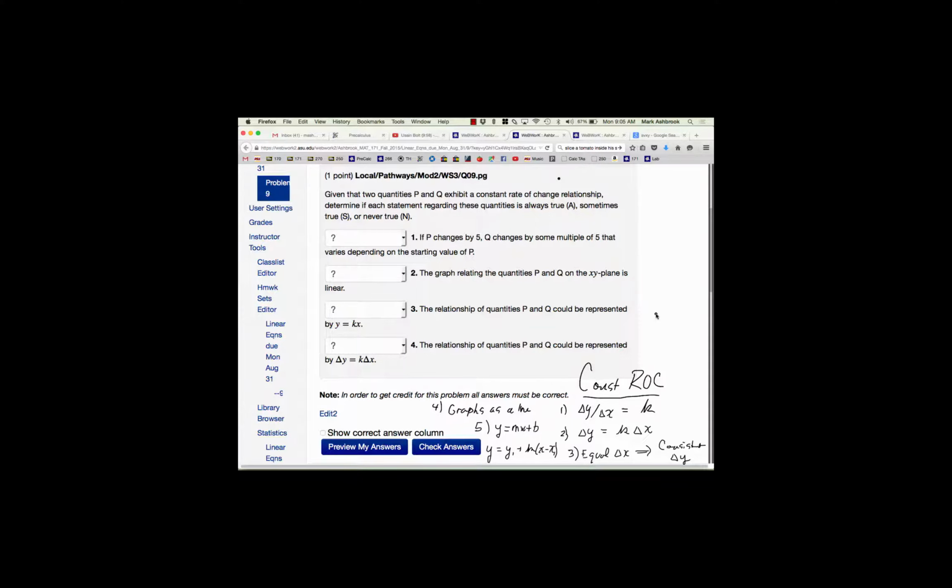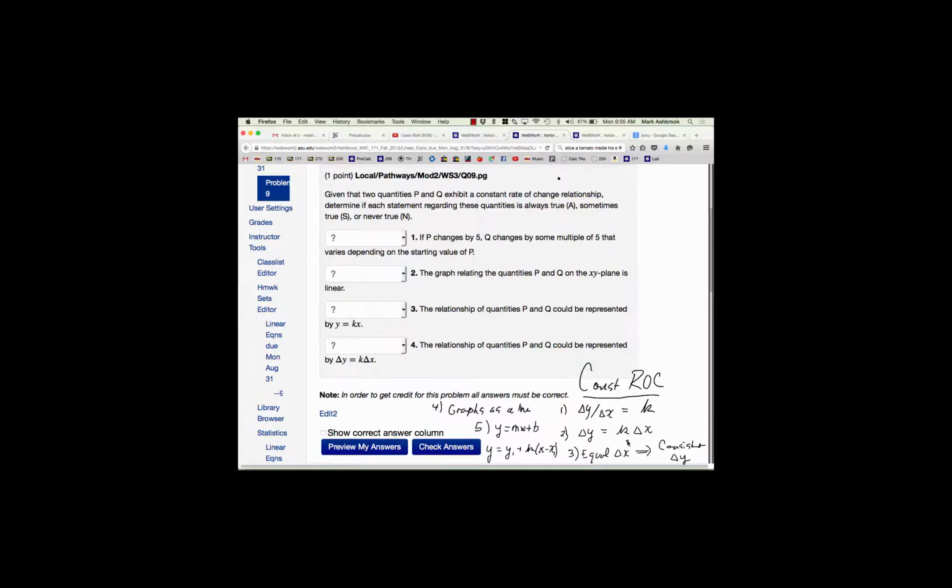Let's do number 2. It says we've got a change in p. That would be like a change in x. And we're saying then the change in y. Oh yeah, it does have to do with 3. You're right. So 2 or 3, yeah. So if p changes by 5, then q changes by some multiple of 5 that varies. So what it's basically saying is that this number right here varies depending on the starting value of p.